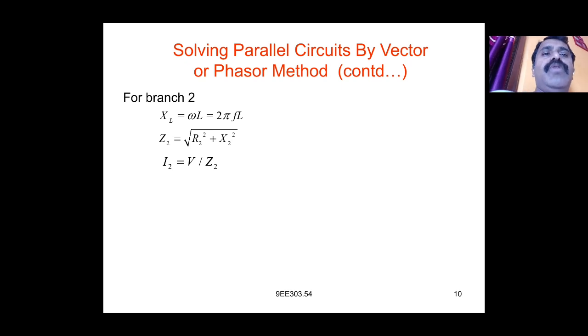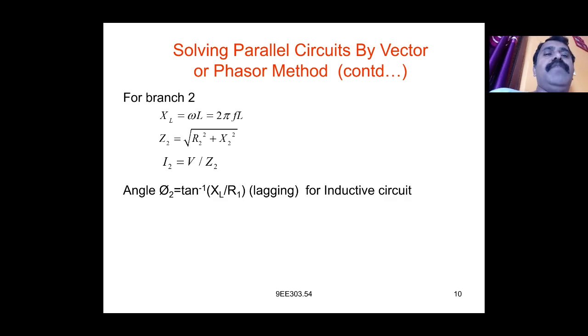So Z2 is equal to under root of R2 square plus X2 square. Z2 is nothing but the impedance. The impedance can be defined as the vector sum of the resistance and the reactance. So in the second branch, where the resistance and the inductance are connected, Z2 is under root of R2 square plus X2 square, where X2 is nothing but XL. Therefore I2 is equal to V by Z2.